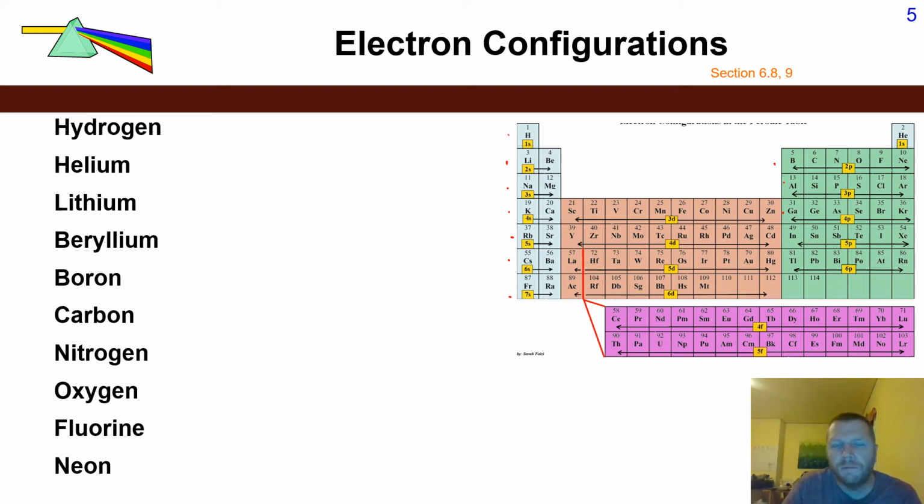The first element that we're going to talk about is the electron configuration for hydrogen. We've actually already done this. Hydrogen has an electron configuration of 1s1 because we have one electron, and that one electron is in that 1s orbital. Now helium, where's helium? It's over here. So helium, we've got 2 electrons.